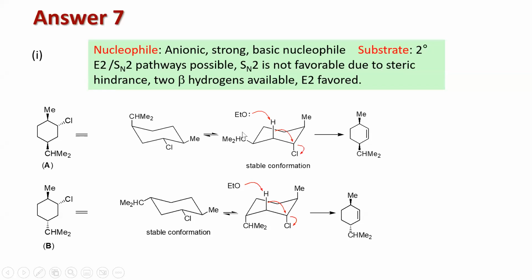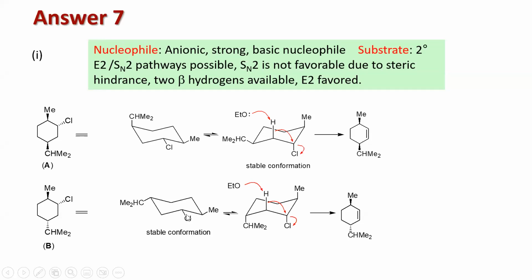Due to flipping, the stable conformation of this compound A is this, and elimination will give rise to a product like this. Now in this mechanism, the stable conformation of this compound is this one, right? Where the trans arrangement is not there.